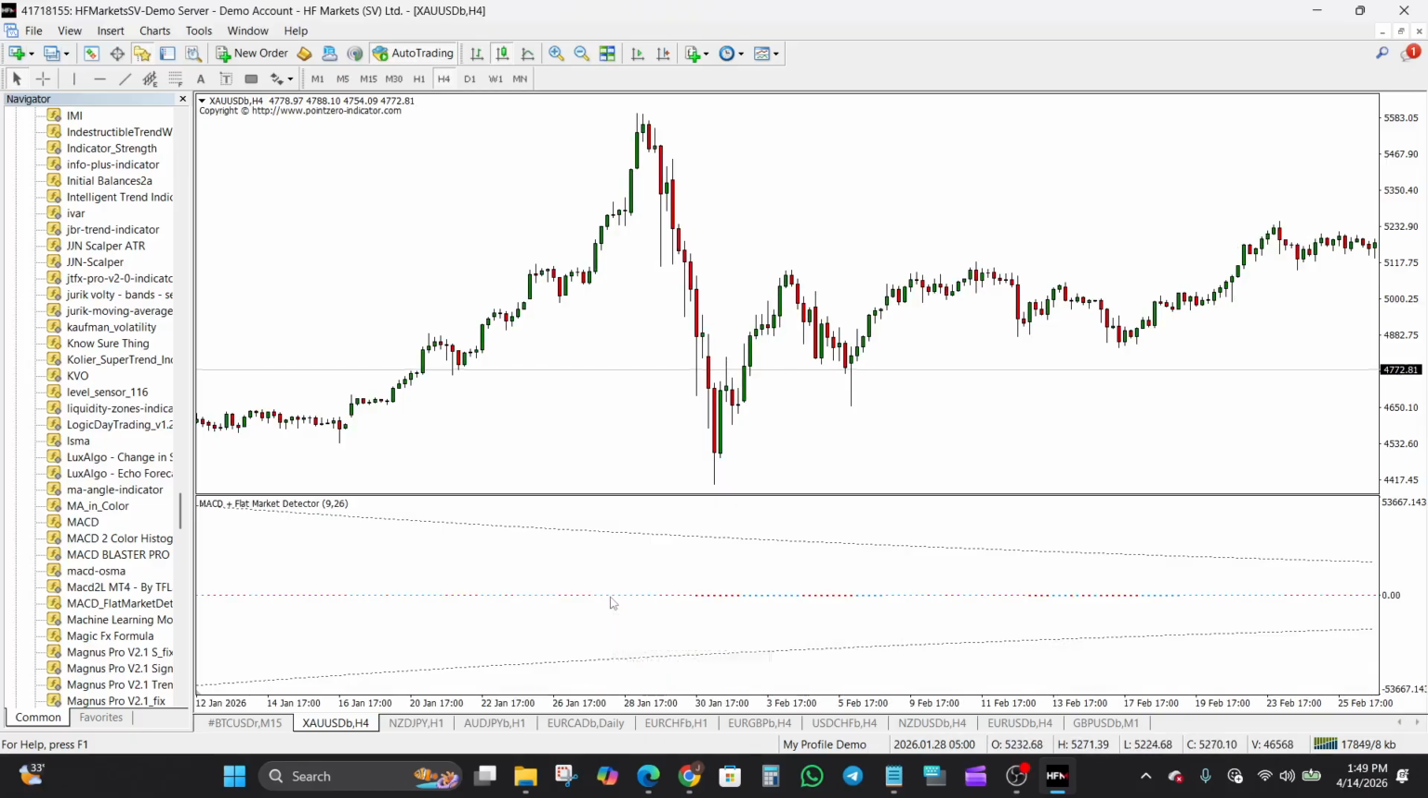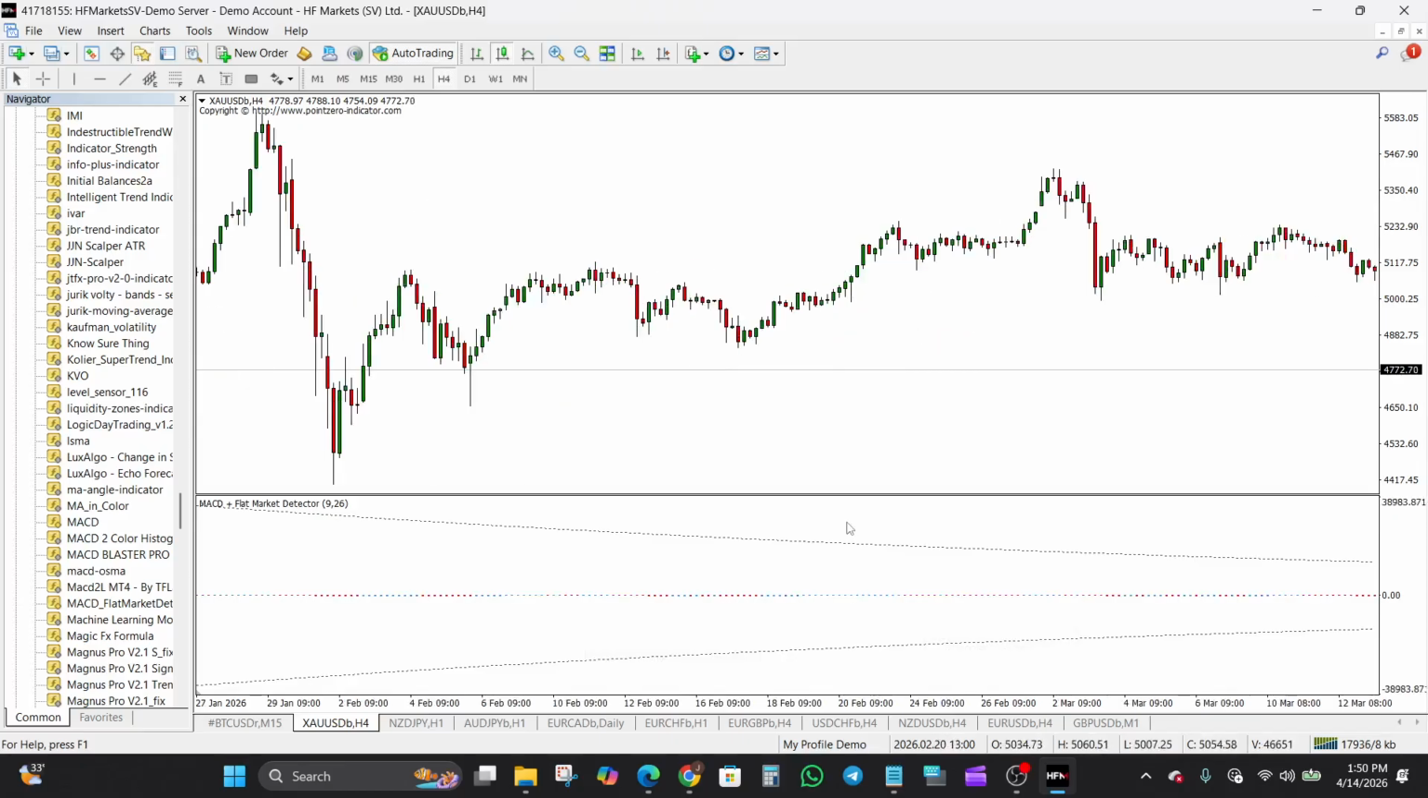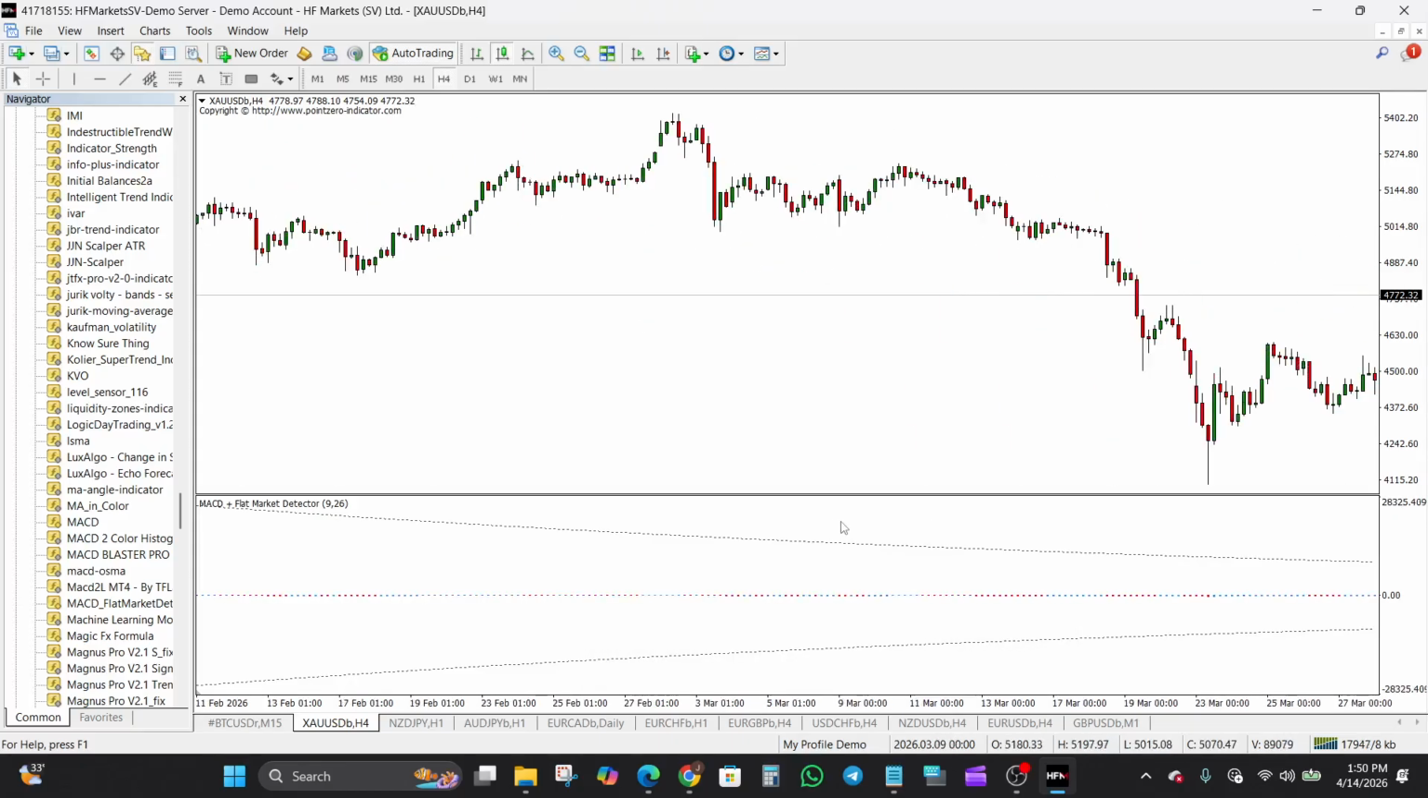When the dots are blue, you will notice that the bullish move will be prevailing when the dots are blue. When the dots are red, you will notice that bearish move will be prevailing. All right, so you watch out for the changing of the colors between the blue and the red, the blue and the red dots.